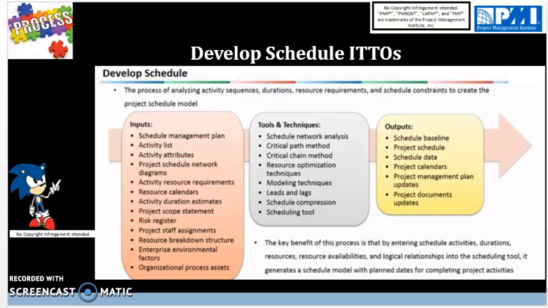So the simplest way to calculate the critical path is to add up all the durations in the schedule network diagram based on all paths.